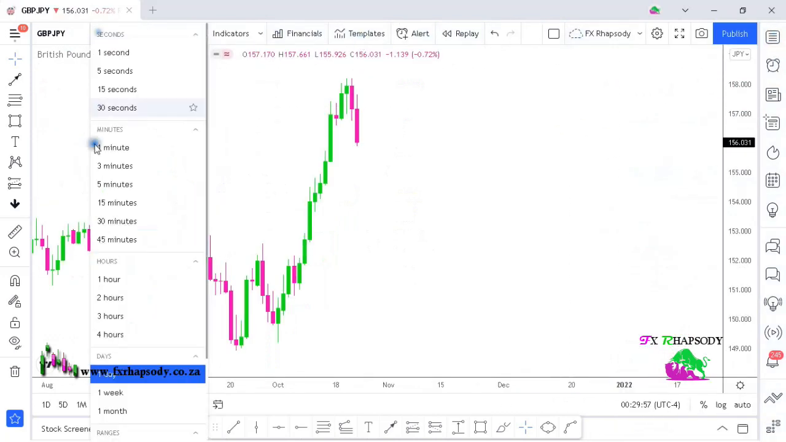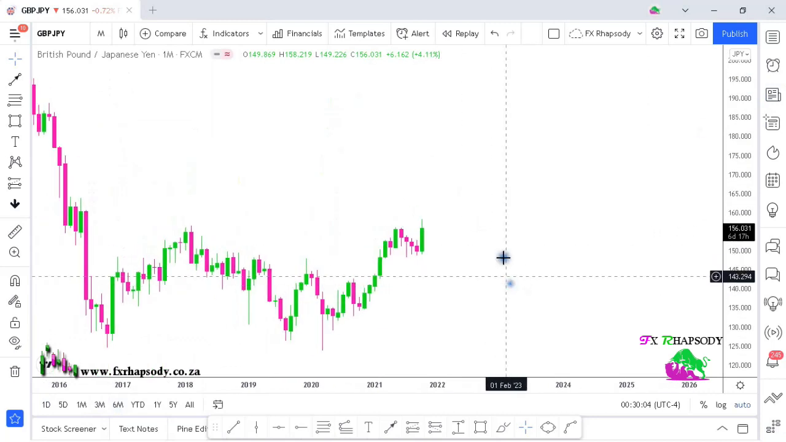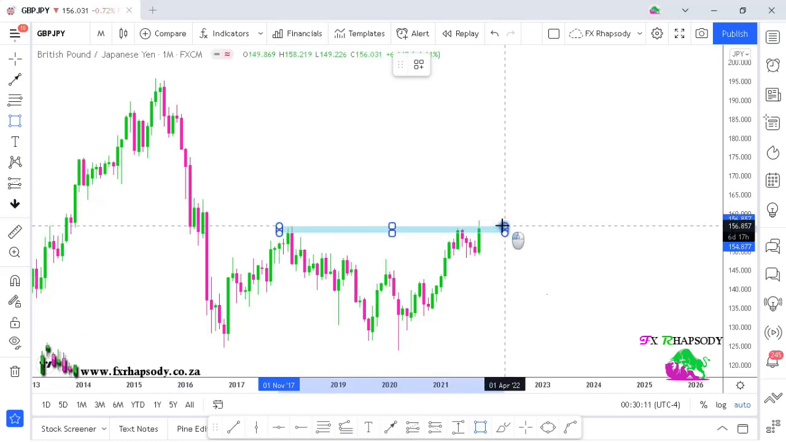Now this pair, to be honest, I think there's a lot of stuff that happened to this pair. So basically, let's have a look. Monthly, we had a nice bullish movement. So in the monthly time frame, we can see.